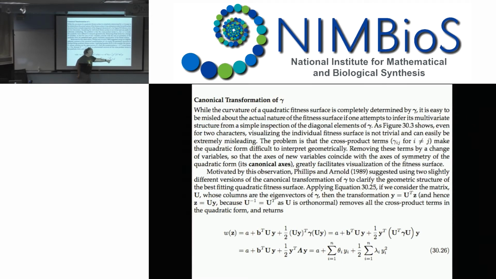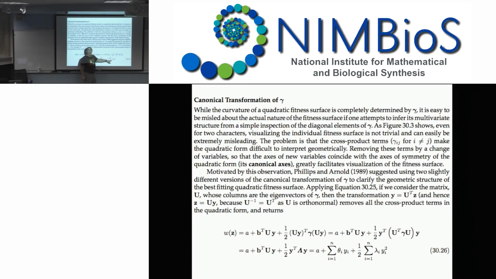The quadratic terms are lambda i times this new variable, and that new variable is simply given by right here. It's given by the eigenvector. So the ith one is the ith eigenvector inner product on z. I'll give an example of that. But the nice thing here is because the cross products go away, all of a sudden this becomes easy.